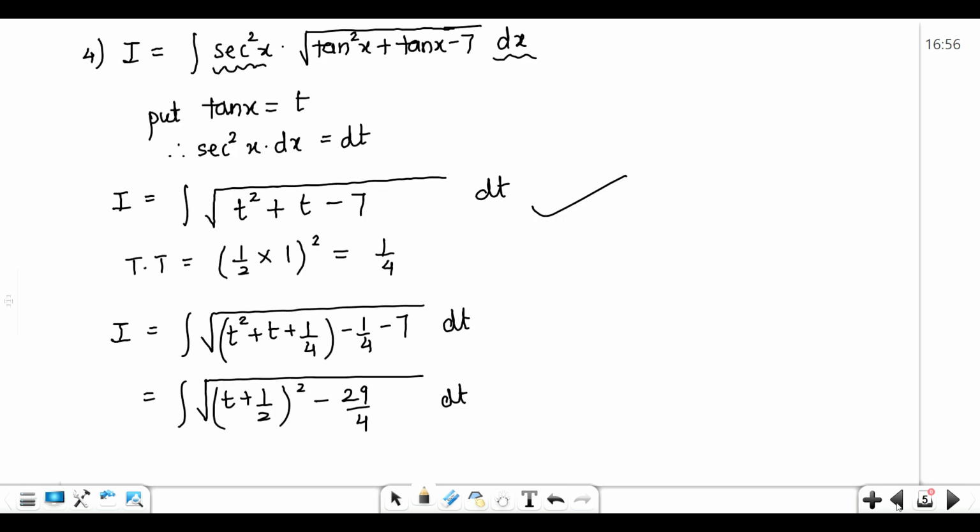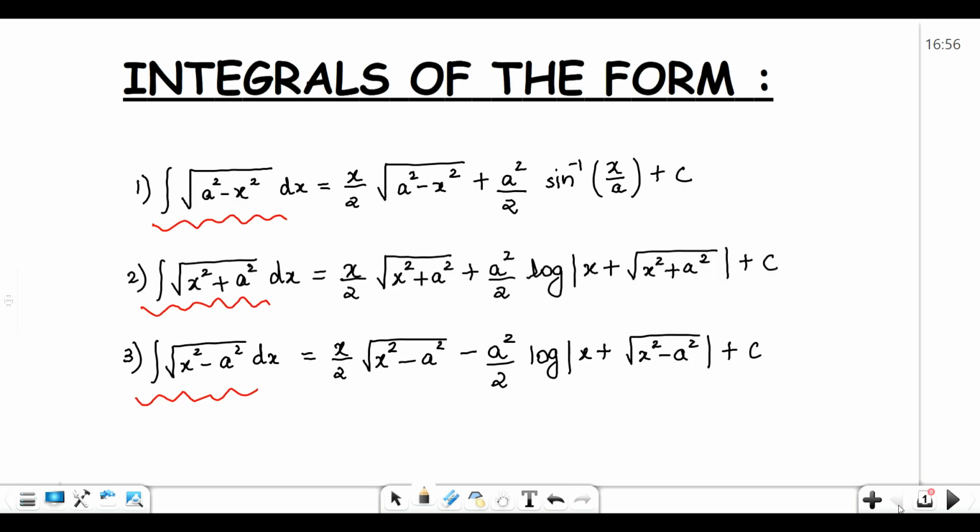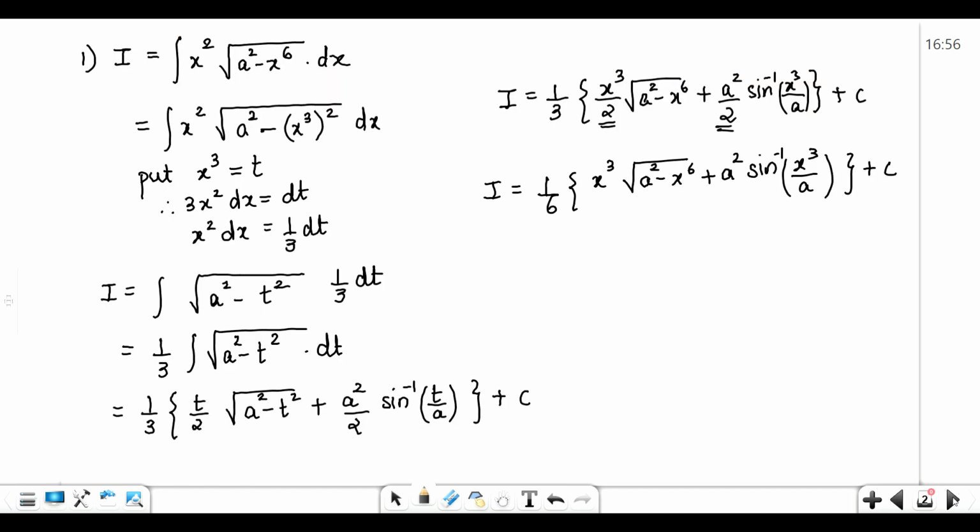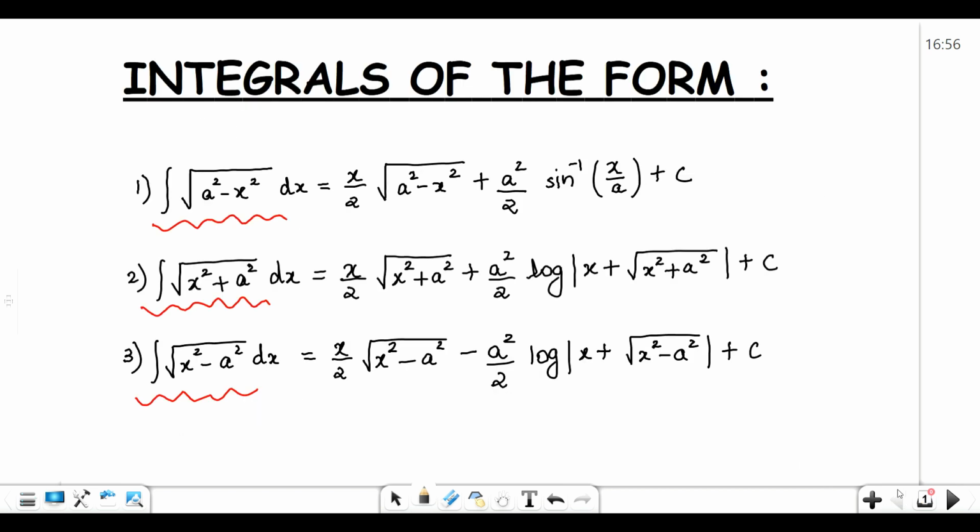Okay, I hope you have understood these three forms of this integral. First, I'll suggest that you make a note of these three formulas and then you solve the three examples. Okay, because you can refer to that, how did I apply the formula? Okay, so I hope you have understood.